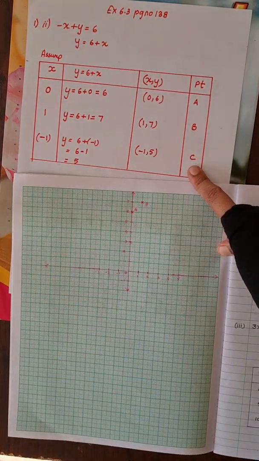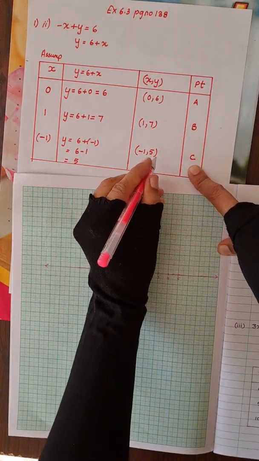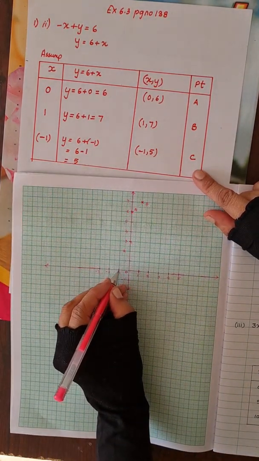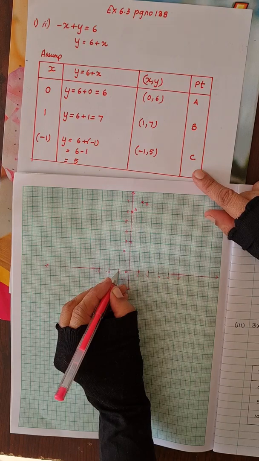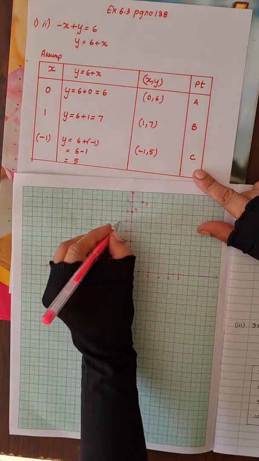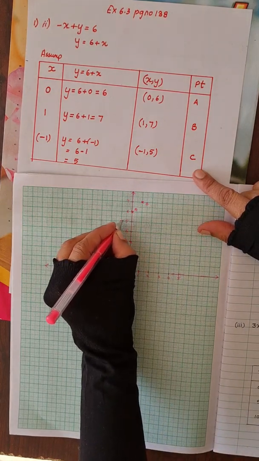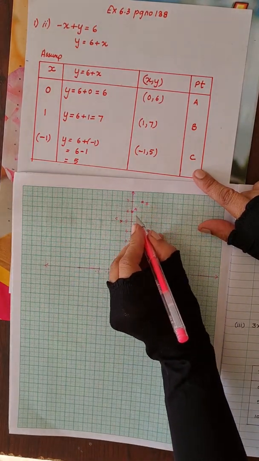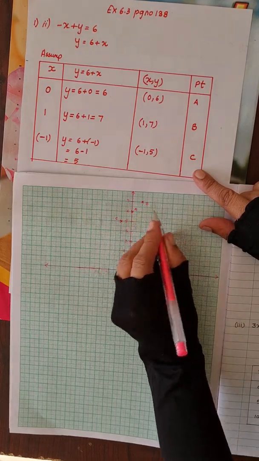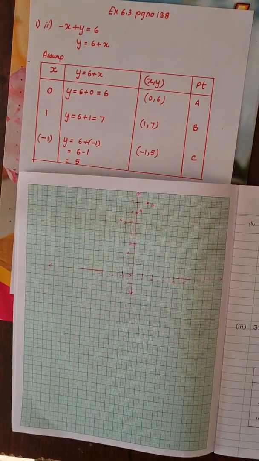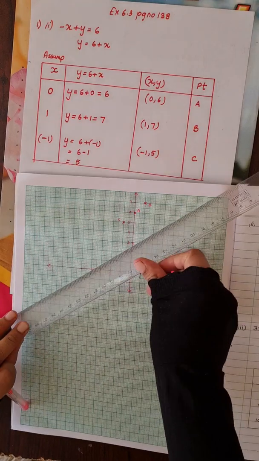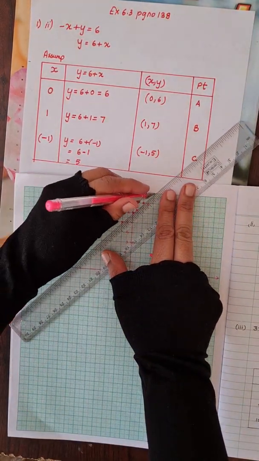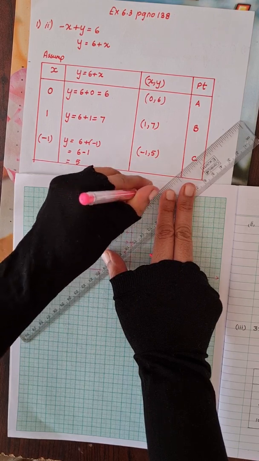Then if you observe the third point, we have -1, 5. On the x-axis, you have to reach -1. Now from this point, you have to reach 5 on the y-axis. Is that clear, children? So we have marked point C. If you observe, A, B, C, when joined together, form a straight line.